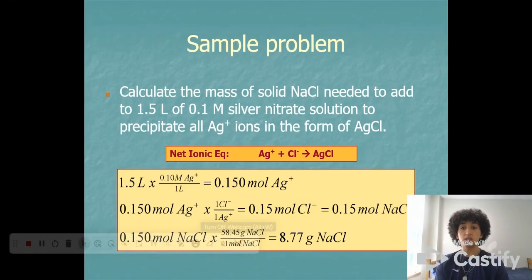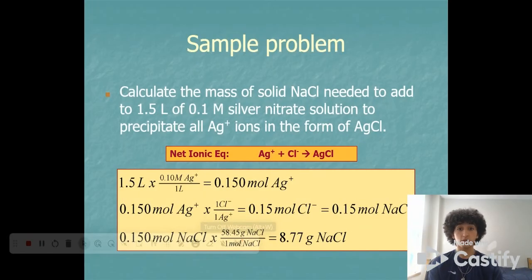Step 3, the Cl- is coming from NaCl, and NaCl gives 1 Cl- per formula unit. So we need 0.15 moles of NaCl. Lastly, you want to convert to grams. The molar mass of NaCl is about 23 plus 35.5 equals 58.5 grams per mole. The mass is 0.15 times 58.5 equals about 8.775 grams of NaCl. That's your answer.